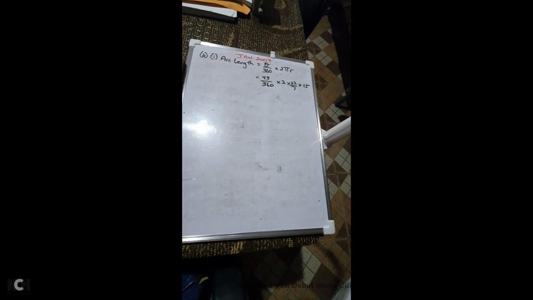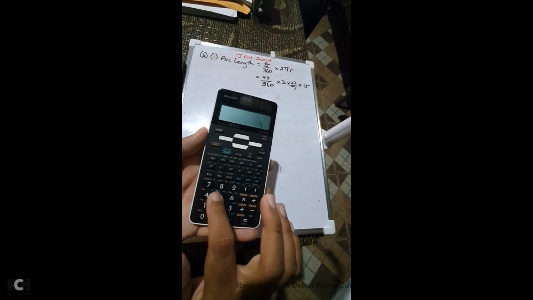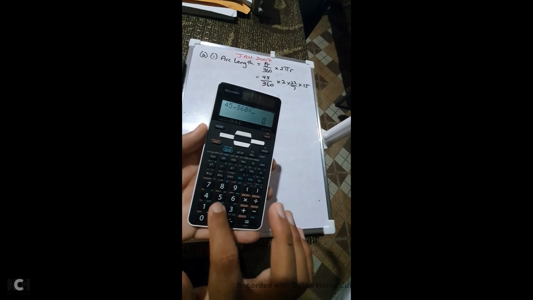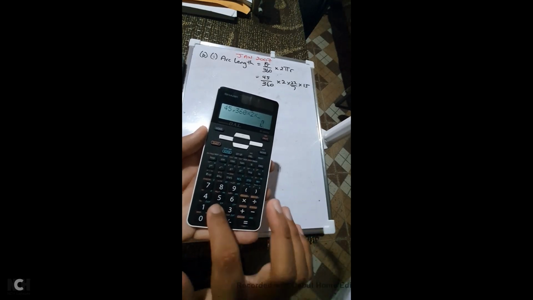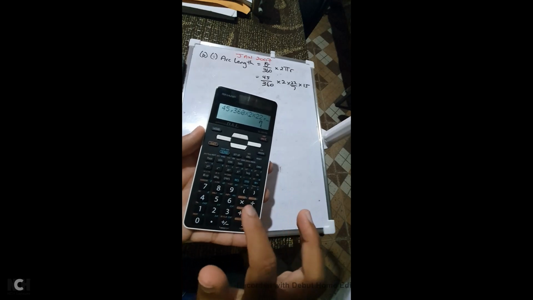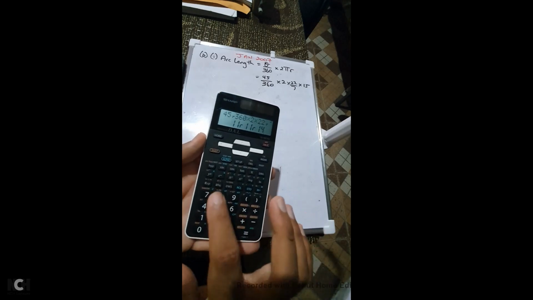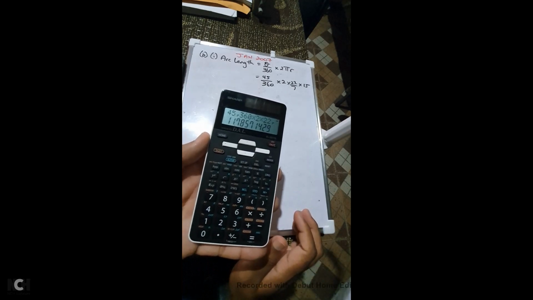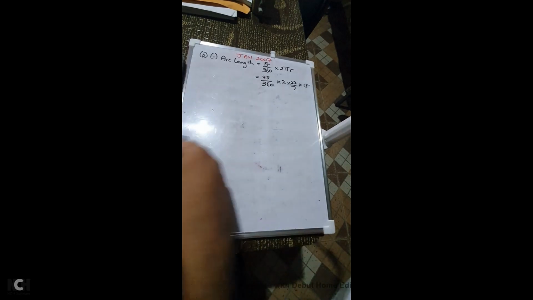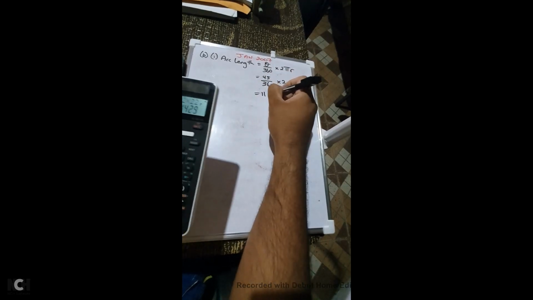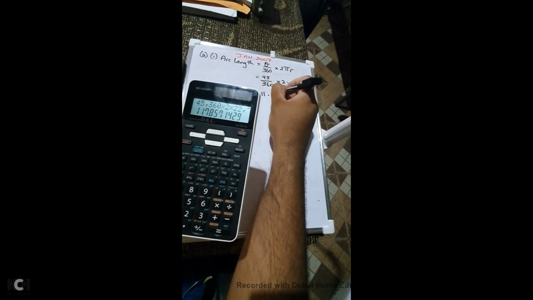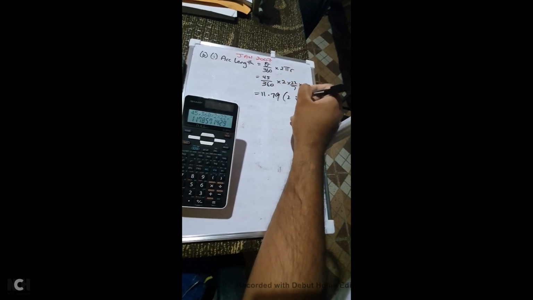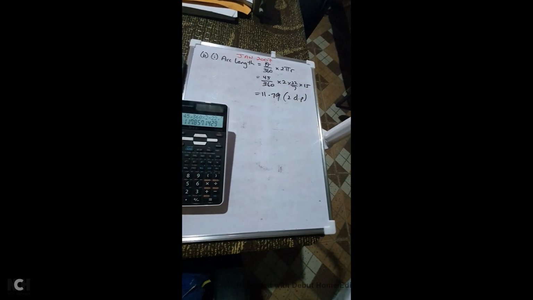So on our calculator, we will type in 45 over 360 multiplied by 2 multiplied by 22 over 7 multiplied by 15, and we will get 11 and 11 over 14, which is basically 11.79 to 2 decimal places.